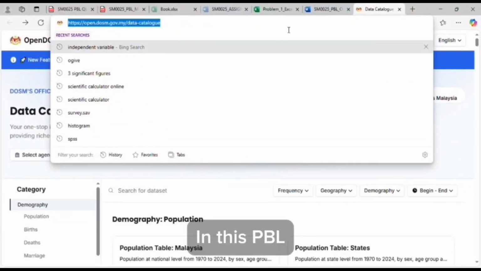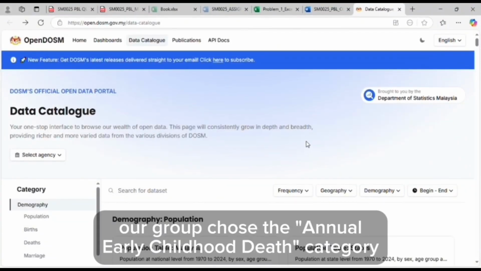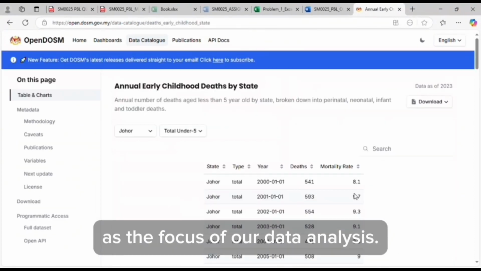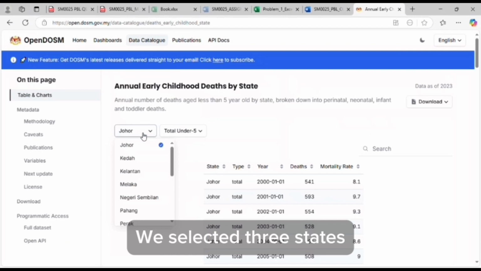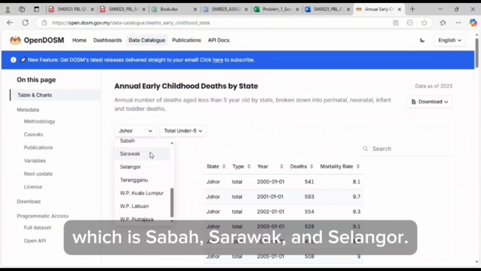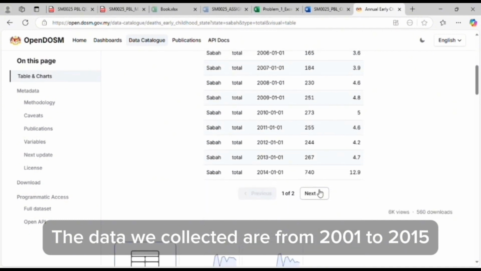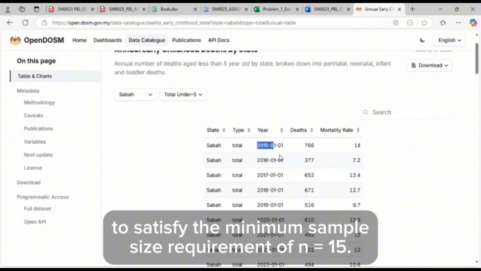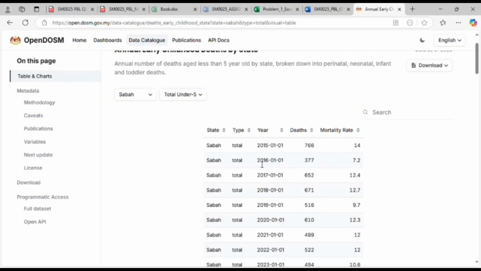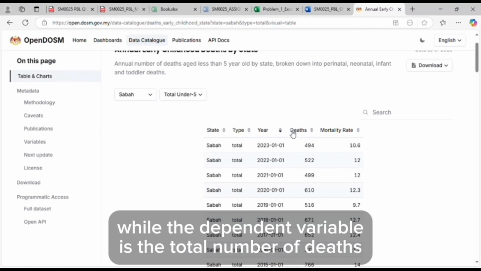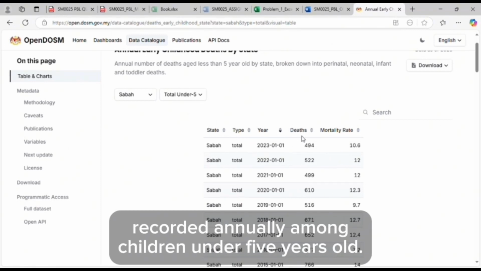In this PBL, after assessing the given URL, our group chose the Annual Early Childhood Debt category as the focus of our data analysis. We selected 3 states, which are Sabah, Sarawak, and Selangor. The data we collected are from 2001 to 2015 to satisfy the minimum sample size requirement of n equal to 15. From the data, the independent variable is the year, while the dependent variable is the total number of debt recorded annually among children under 5 years old.